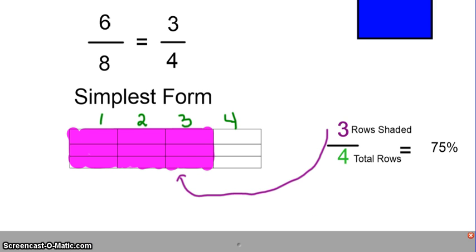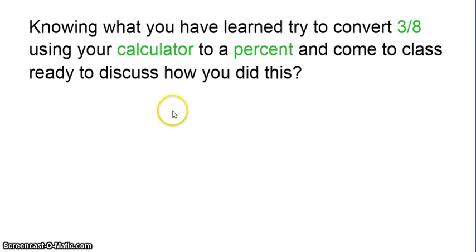So now that we've looked at those two, now that we're almost done with the video, I'd like you to come up with this problem, knowing what you have learned. Try to convert 3/8 using your calculator to a percent, and come to class ready to discuss how you did this. There's a couple different ways, and I know today that we talked about how to use the fraction key on the calculator, the ABC key. So if you could do that, write in your notes and come to class ready to discuss, we can get a group discussion going. Thank you.